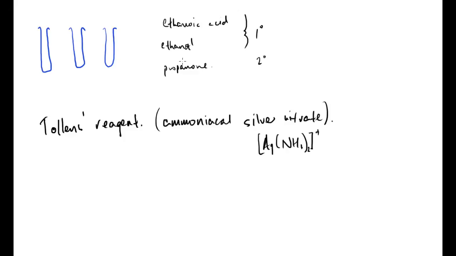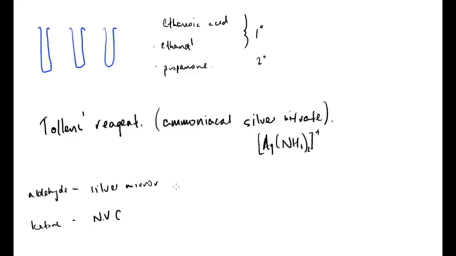Now what happens is, if we add Tollens reagent to ethanal, the aldehyde, and we add it to a ketone, we'll get different results. An aldehyde, and you may have done this, and if you haven't, then it's a crying shame, will give you a silver mirror. The ketone, no visible change. So NVC, no visible change. It will just remain as a colourless liquid. So silver mirror produced versus colourless liquid.